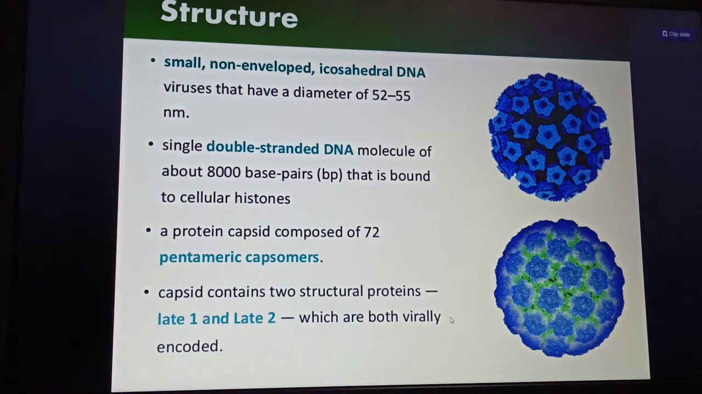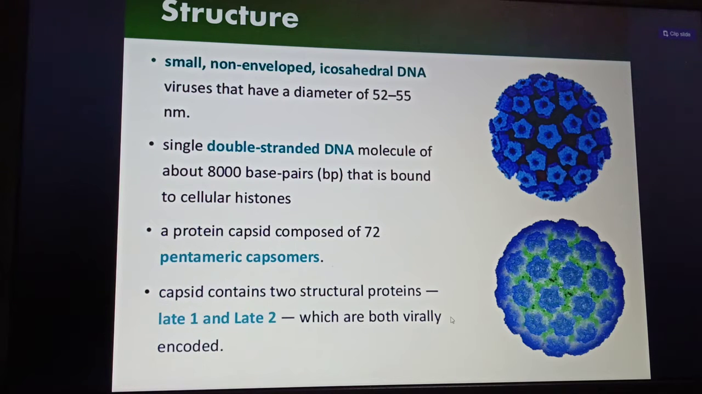The DNA has about 8,000 base pairs. It is also covered with a protein capsid, and capsid means the covering layer. This protein acts as the protein structure, made up of 72 pentameric capsomers.